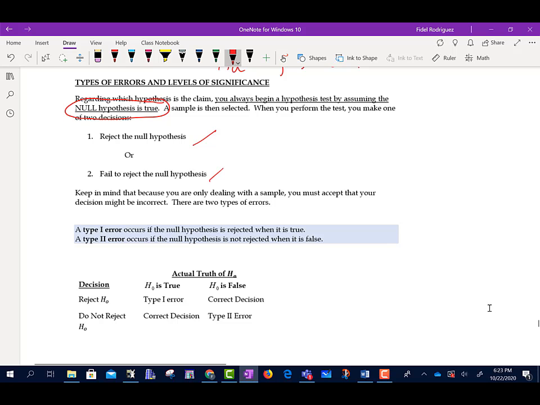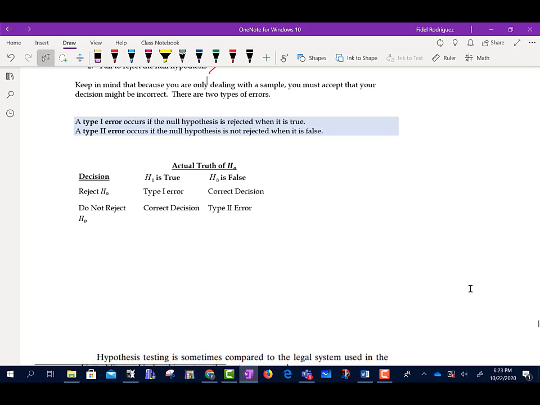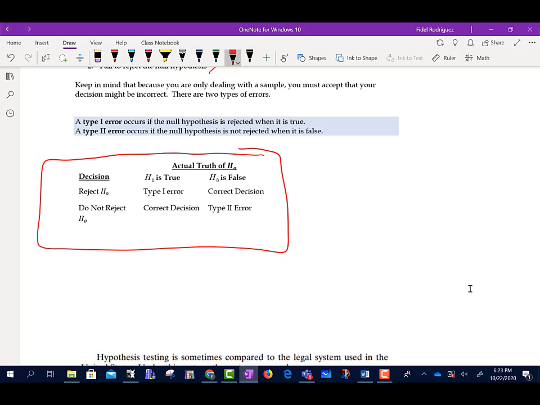And we have two types of errors here. A type 1 error occurs if the null hypothesis is rejected when it's actually true, and a type 2 error occurs if the null hypothesis is not rejected when it's actually false. And so we have our types of errors right here.